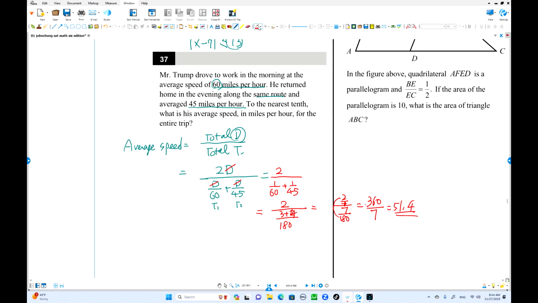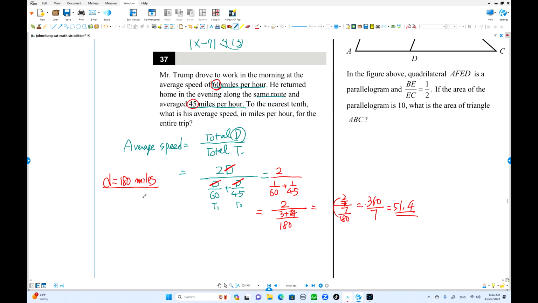Or you can use this one. When you have this type of question, you can set up the distance. What should the distance be? Choose a common number, the LCM of 60 and 45. Let's take d equals 180 miles. It doesn't matter, because it's always going to be canceled out. You can use any number for d, okay?